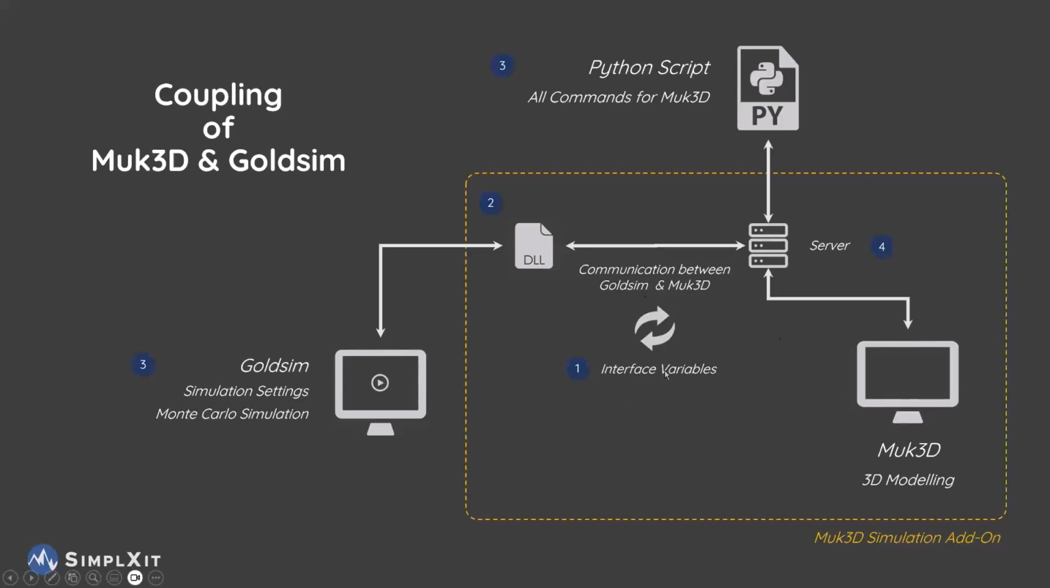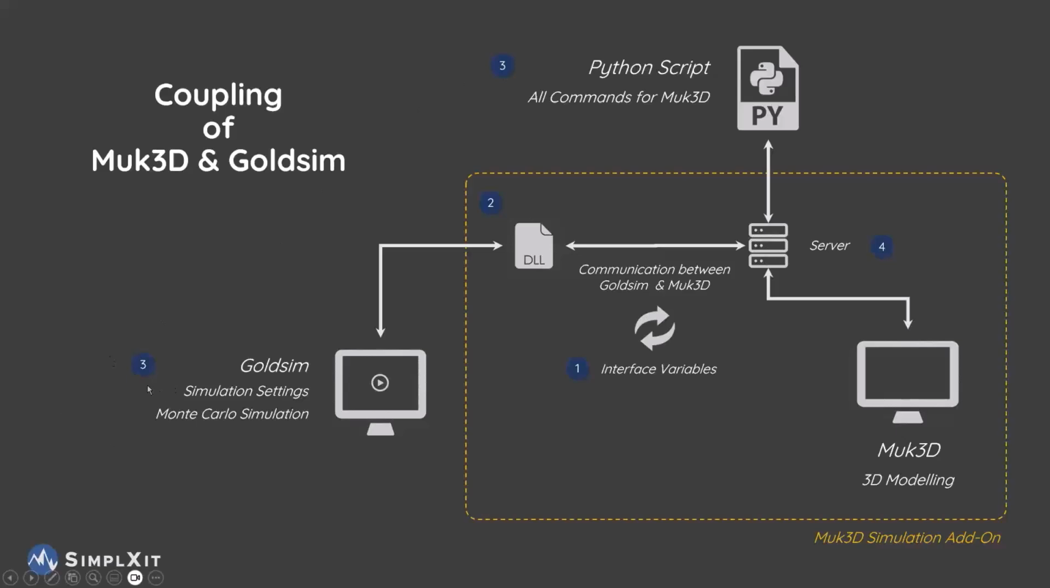And the various steps that you'll be doing directly within the simulation add-on. The first one is you create the variables that you want. Some variables need to be sent to GoldSim and some variables need to be sent back to Muk3D. Those variables can be floating values, arrays, or even lookup tables coming back from GoldSim to Muk3D. Then the second is it will create a DLL, which is what's needed for GoldSim to interact with Muk3D. And then we need to build a model.